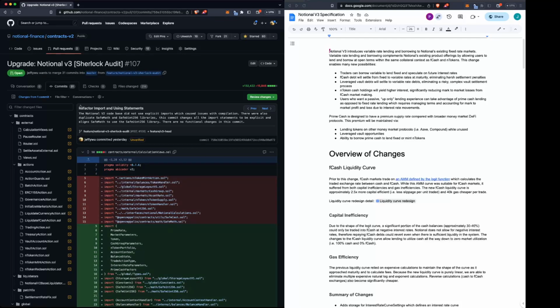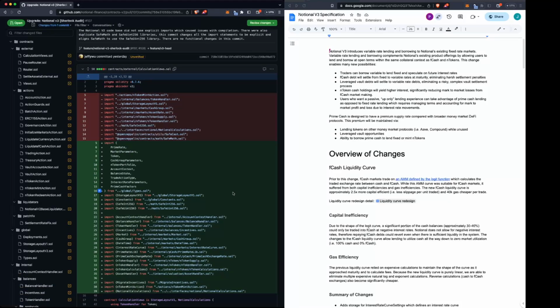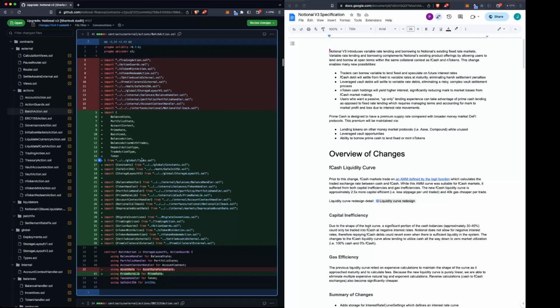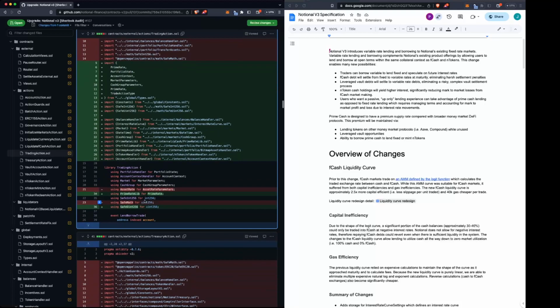This next commit is a refactor of import and using statements. This is causing us some issues with compiling in different environments where dependencies weren't explicitly named in these Solidity files. So you can go through these files and there's really no functionality change except for changes to the imports and perhaps some addition of new using statements and things of that nature.